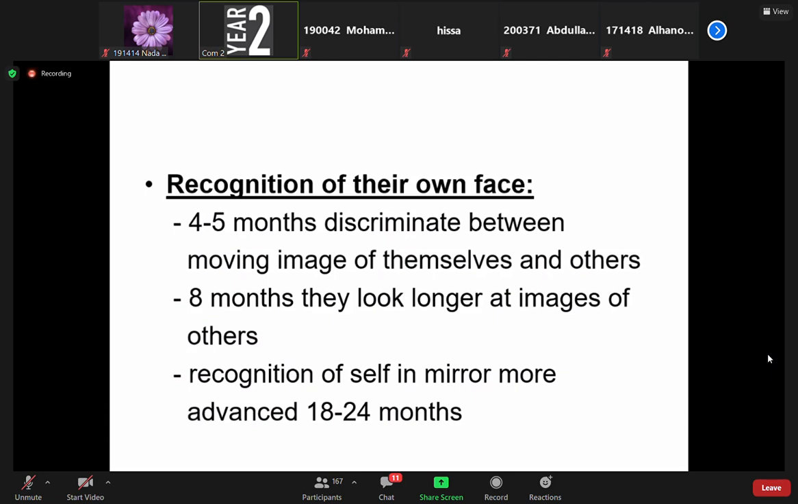At 4 to 5 months, they can discriminate between moving images of themselves and others. So it starts. At 8 months, they start to look longer at images of others. But the recognition of self in the mirror, that is me, is more of an advanced feature. And that's between 18 to 24 months. So 1.5 years to 2 years is when that becomes something that they really understand.